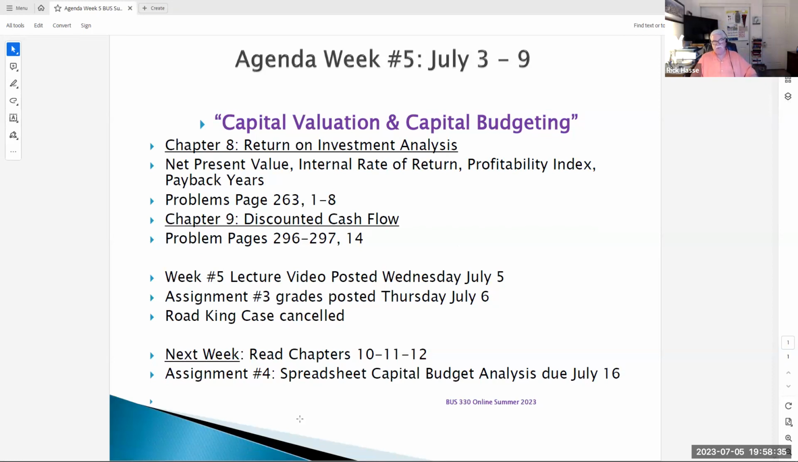We're going to look at chapters 8 and 9 this week, concentrating on a couple of problems on page 263 and 296. Those problems are in a spreadsheet in your Blackboard to review. We also will have an update video this Friday to finish up our discussion of chapters 8 and 9. There is no graded work this week. Assignment number 3 grades will be posted Thursday evening.